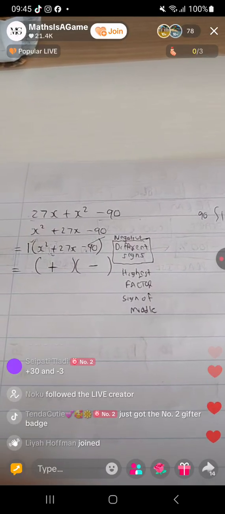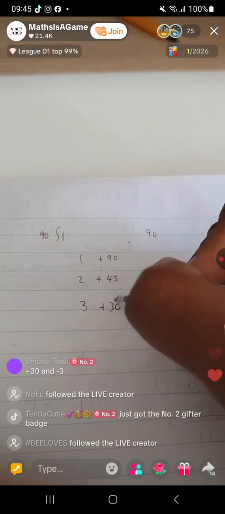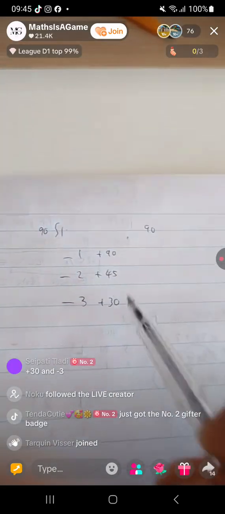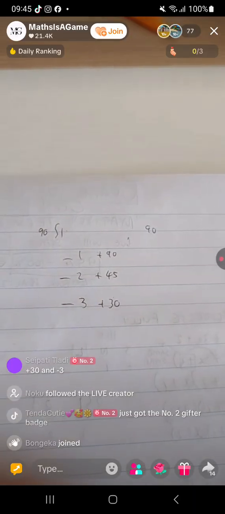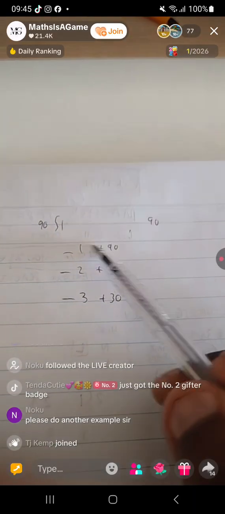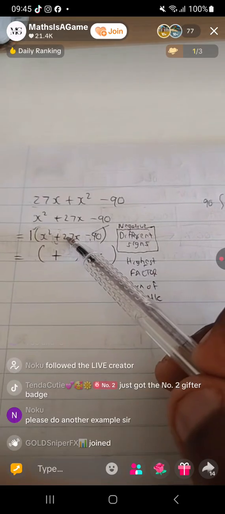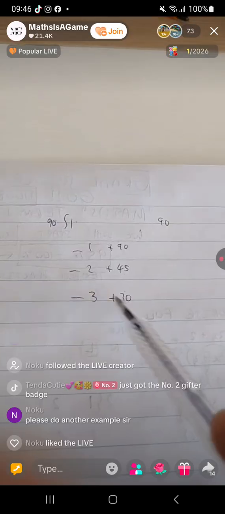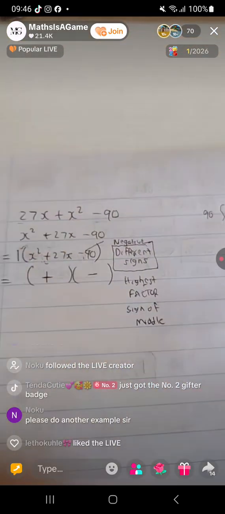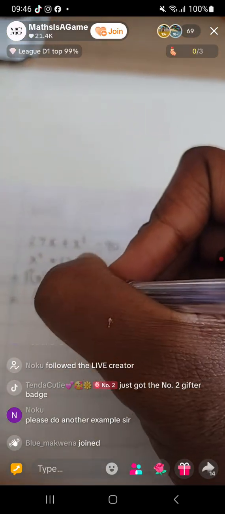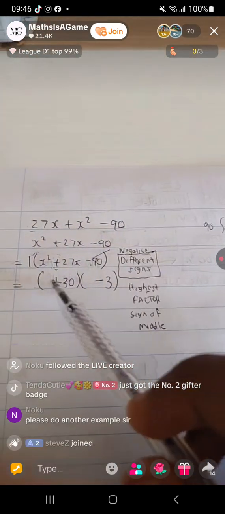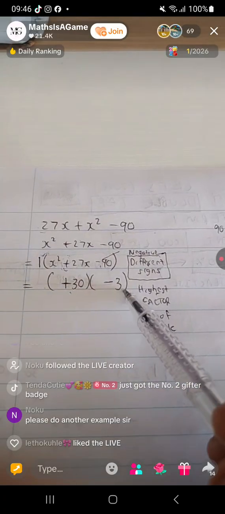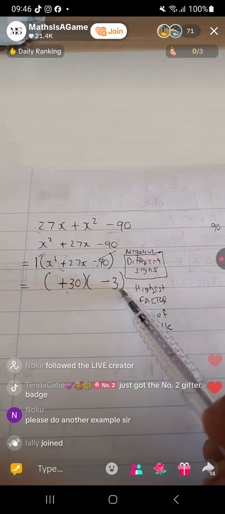Okay, please, my dears. So these are positive, the highest numbers. These are obviously going to be negative. Immediately as I'm doing the factors, without even writing all of them, 90 minus 1 is not going to give me 27. 45 minus 2 is 43. It's not giving me 27. But 30 minus 3, that's what's giving me 27. So that's why I know the highest factor, which is 30, is going to have a positive. Then obviously the other one is going to be negative.